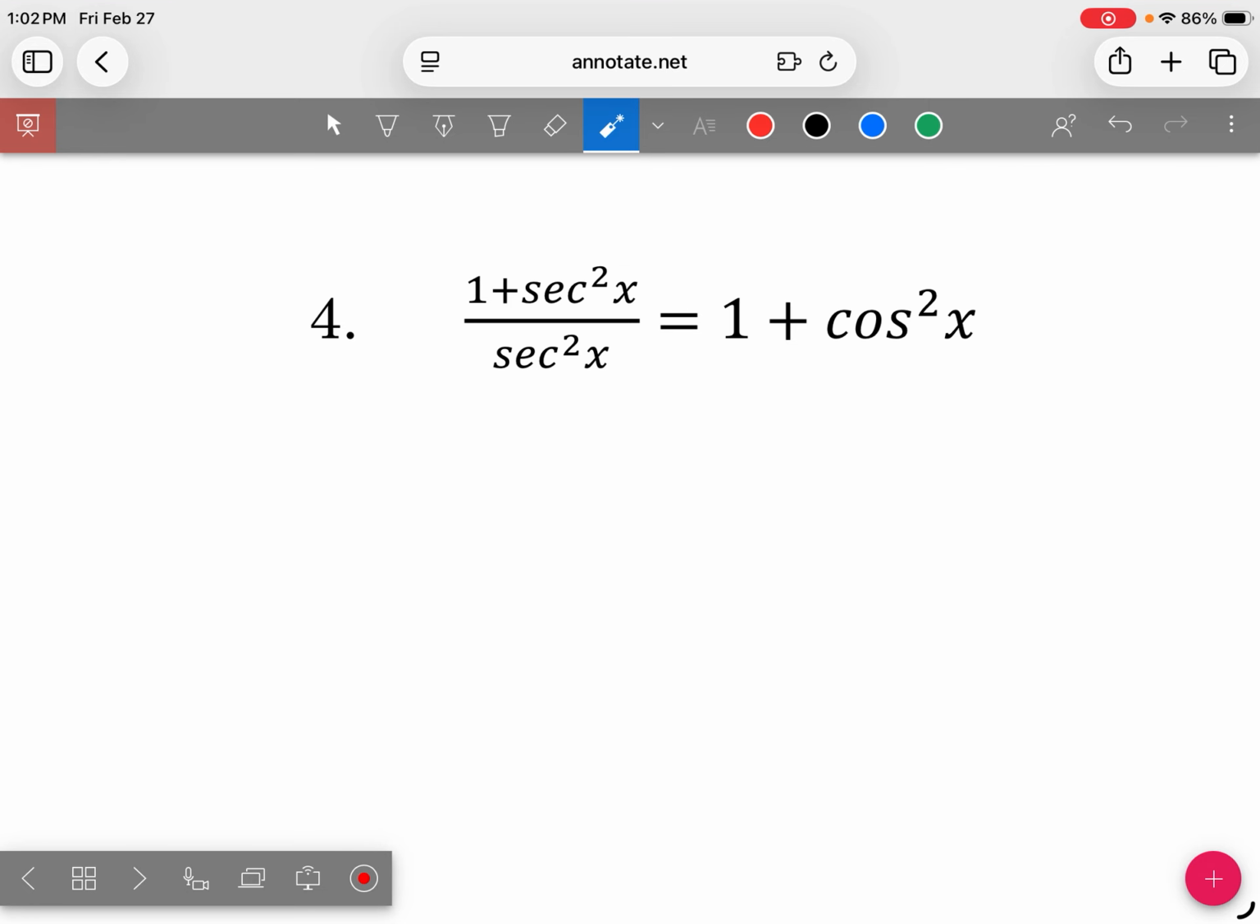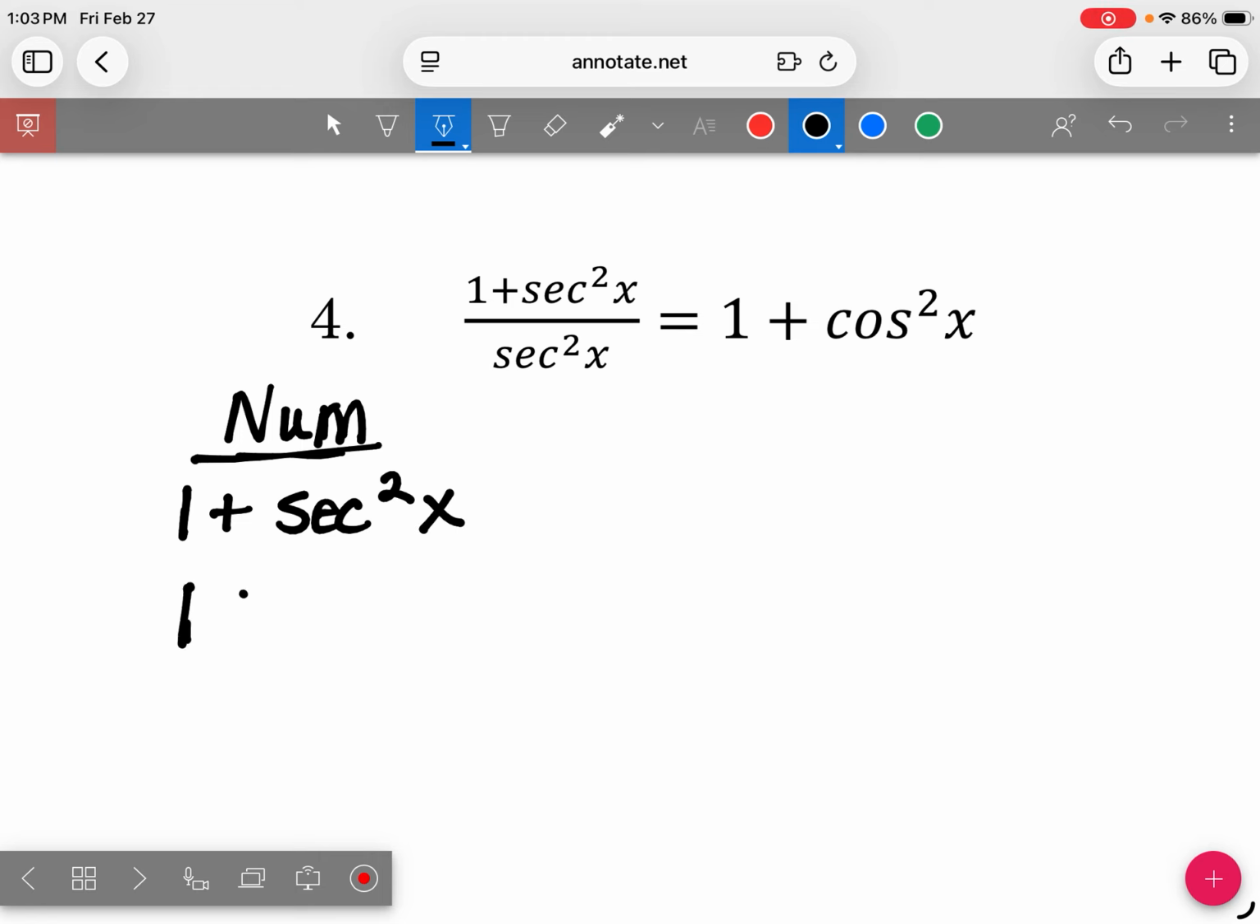So there's a couple different ways to do this one. I think I'm going to stick with this one way. Okay, so I was going to do something different, but I'm not. All right, so we got the numerator, which is 1 plus secant squared. All right. And what is secant squared? That's the same as 1 over cosine squared.